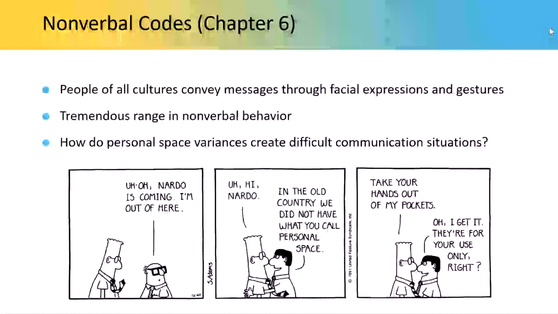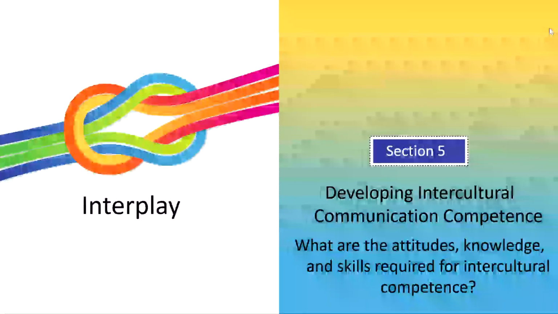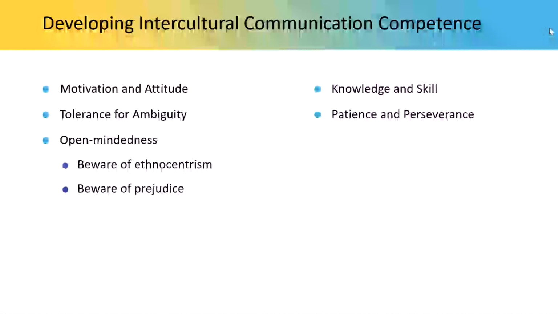Okay, so the last section has to do with, all right, now you know all of this information. How can you become more competent at communicating interculturally? What are the attitudes, knowledge, and skills required for intercultural competence? You remember what communication competence is, so you're going to see there's some overlap. You have to be motivated. You have to have a good attitude. You have to have knowledge and skills. That's the basis for any kind of communication competence.